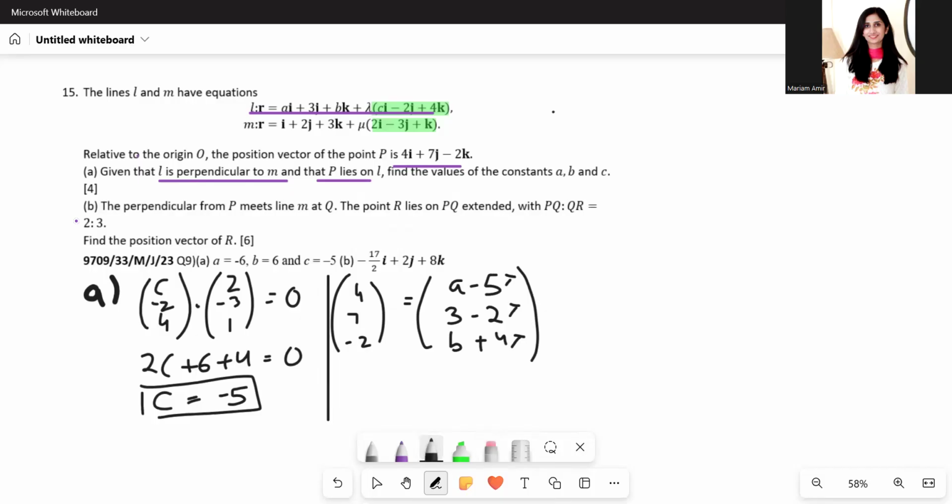Okay, so I can solve the middle equation and get the value of lambda. So 7 equals 3 minus 2 lambda. That would be 4 equals minus 2 lambda. So lambda equals negative 2.